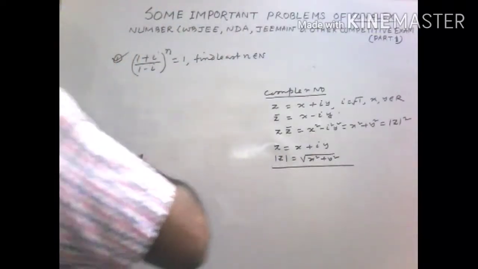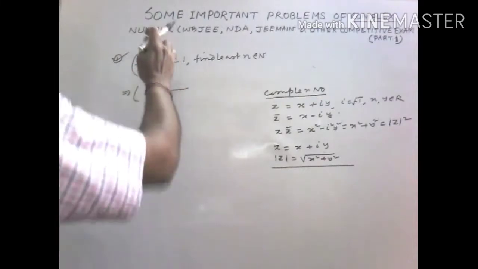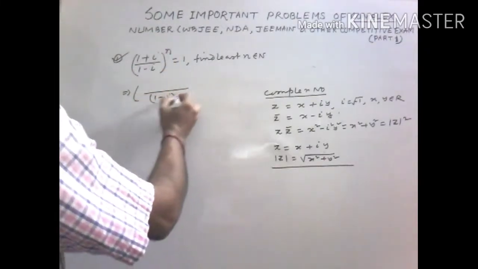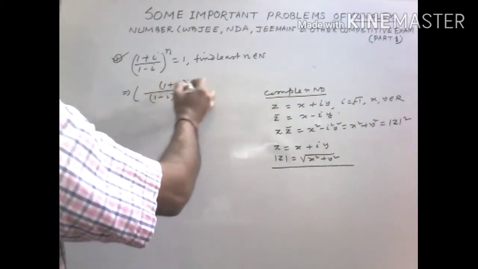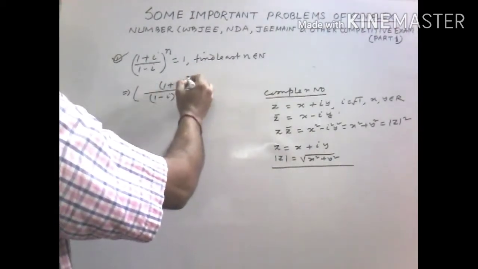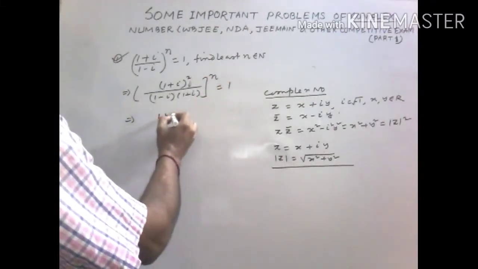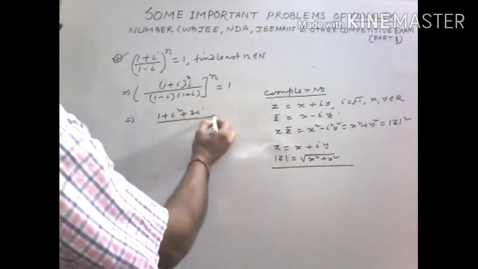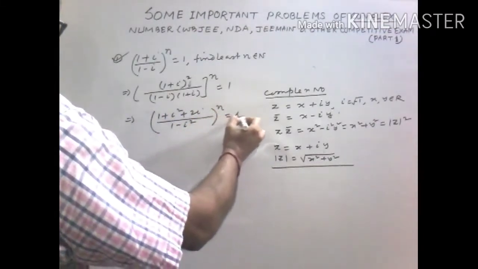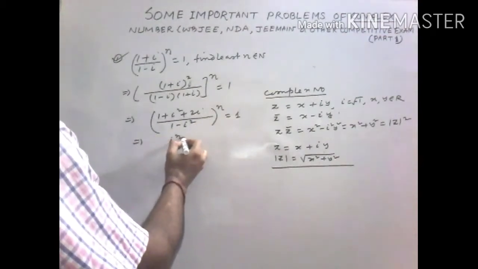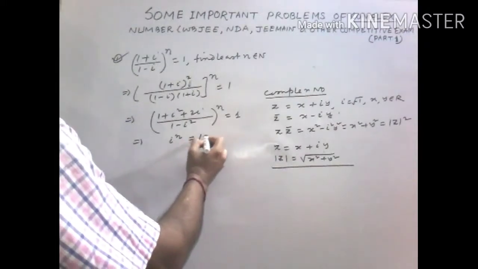So look, this one is 1. Our rule is the denominator should be free from i. So 1 minus i into 1 plus i, and this is 1 plus i into 1 plus i, whole square, whole to the power n. Now this is 1 plus i square plus 2i, this is 1 minus i square, whole to the power n equals 1. So i to the power n. I square is minus 1, cancel, i to the power n equals 1.